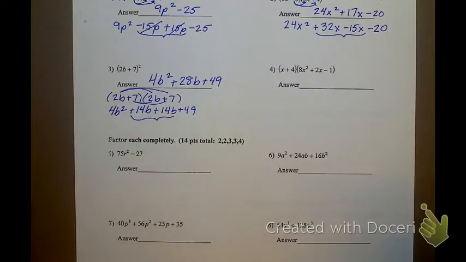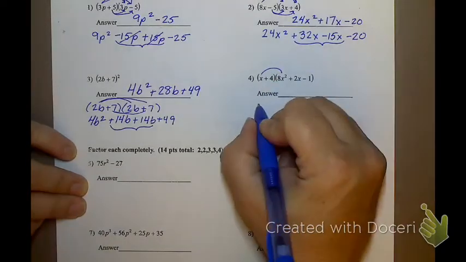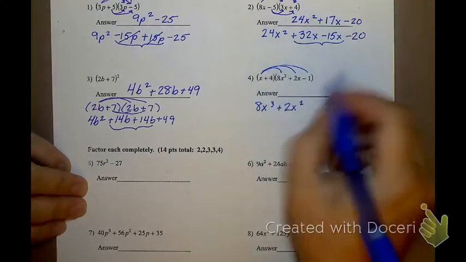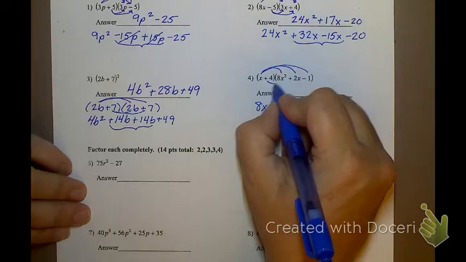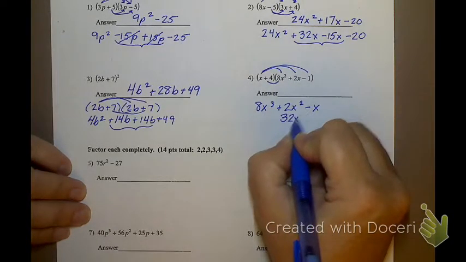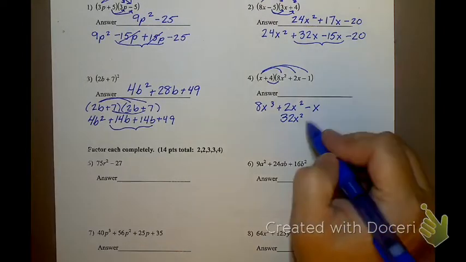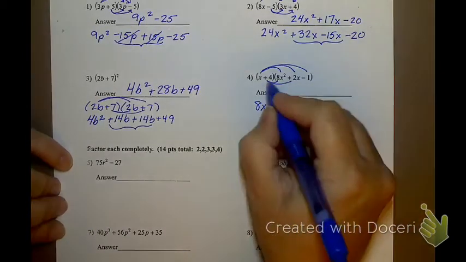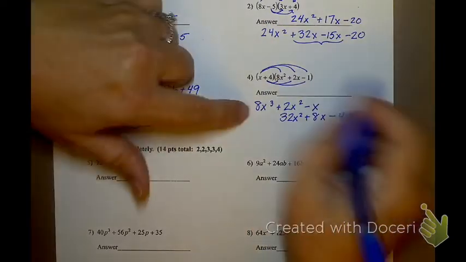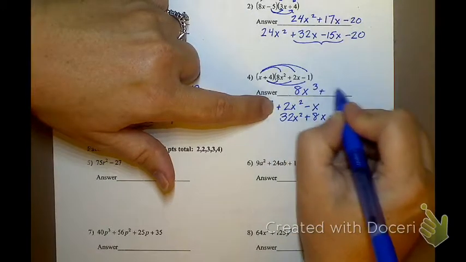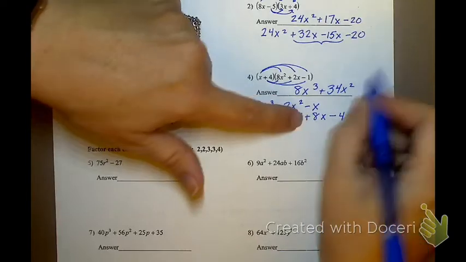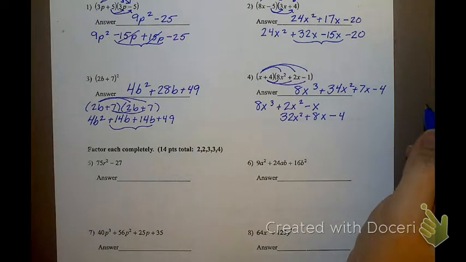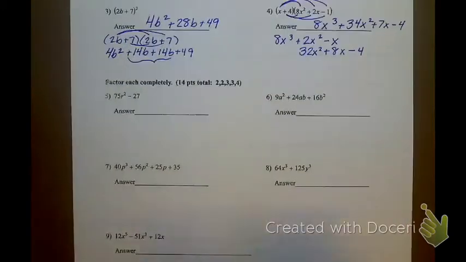We good there? Okay. x times 8x squared, 8x cubed. x times 2x, 2x squared. x times negative 1, negative x. 4 times 8x squared. Why did I write it right there? Because they're like terms. It's going to help me combine them in a little bit. 4 times 2x, and 4 times negative 1. So in standard form, I have 8x to the third plus what? 34x squared plus 7x minus 4. Questions there?